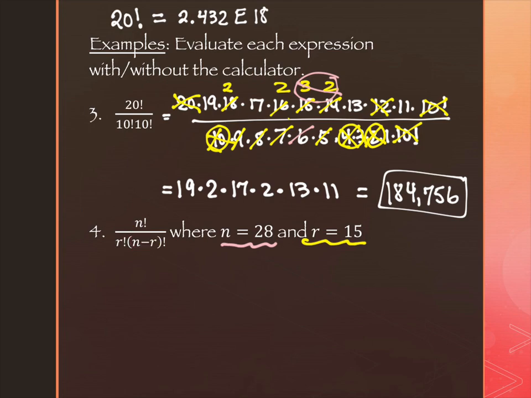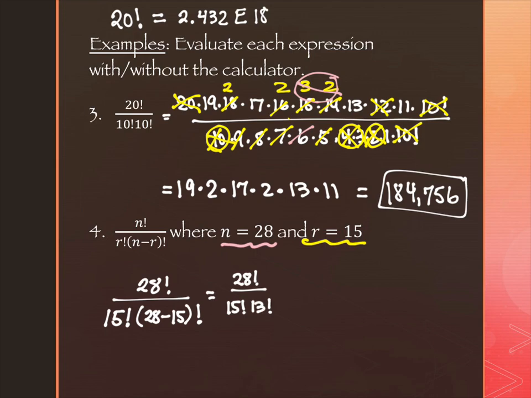Make a mess of things. So the n is the 28 that goes on top. The r is the 15, right? So it goes on bottom here. And then I have 28 minus 15 inside the parentheses. And before I get started, I'm going to subtract. So it's 15 factorial. And then what's 28 minus 15? 13 factorial.